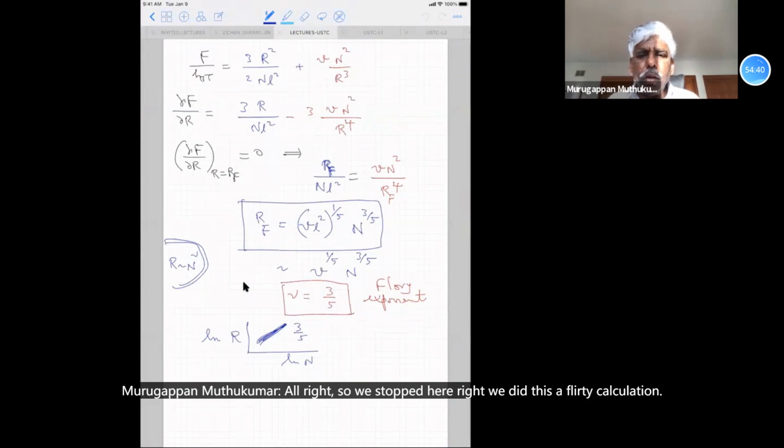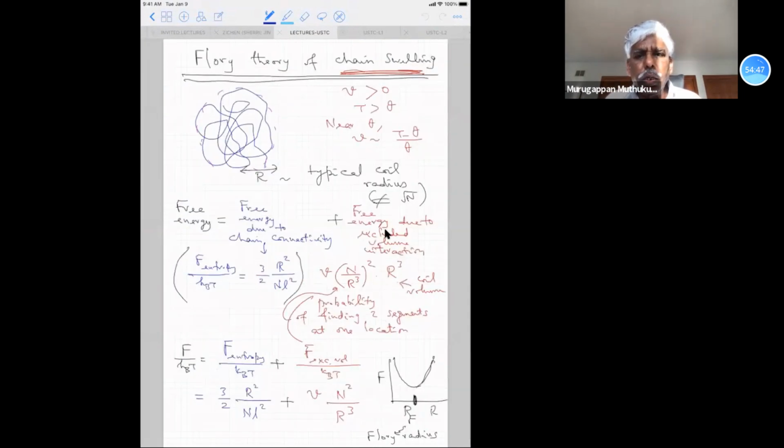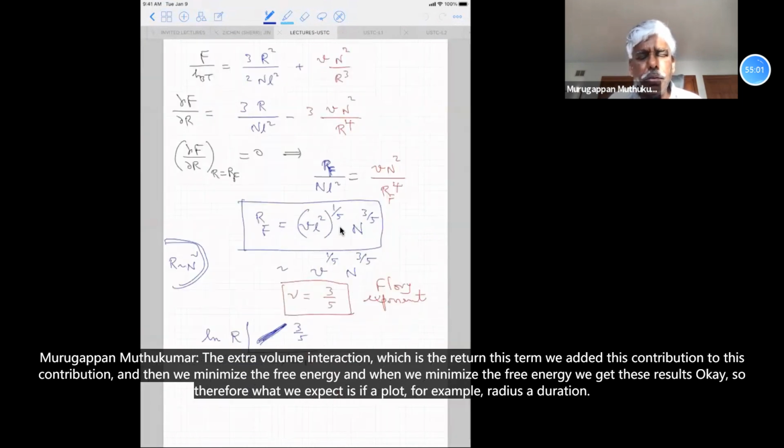All right, so we stopped here, right? We did this Flory calculation, right? We took the excluded volume interaction, which was the red term, this term. We added this contribution to this contribution, and then we minimized the free energy. And when we minimize the free energy, we get this result, okay?